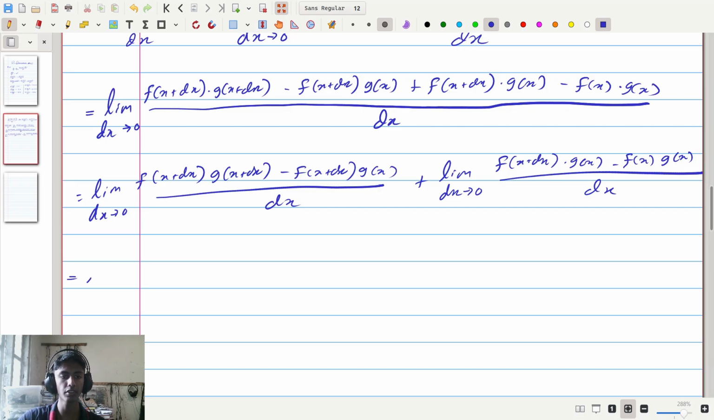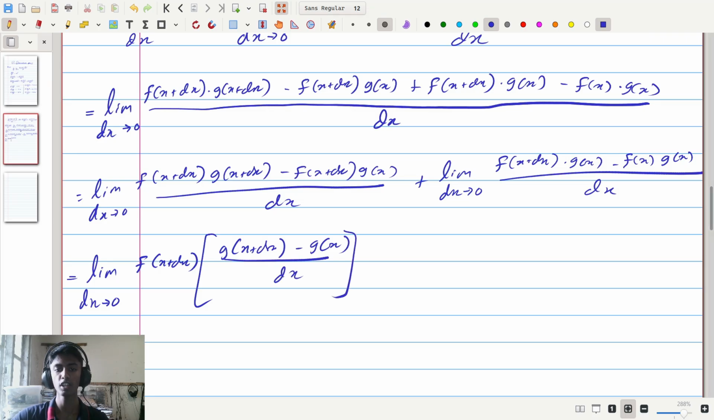So on the left here what we have is the limit as dx approaches 0 of, factoring out the f of x plus dx, f of x plus dx multiplied by, and what we have left once we factor out this thing is g of x plus dx minus g of x divided by dx. So in a square bracket here, I'll write g of x plus dx minus g of x all over dx, and then close bracket, plus, and the same thing I'm going to do over here on the right side. We have the limit as dx approaches 0 of, factoring out this g of x here, g of x multiplied by, and what we have left is f of x plus dx minus f of x all divided by dx.